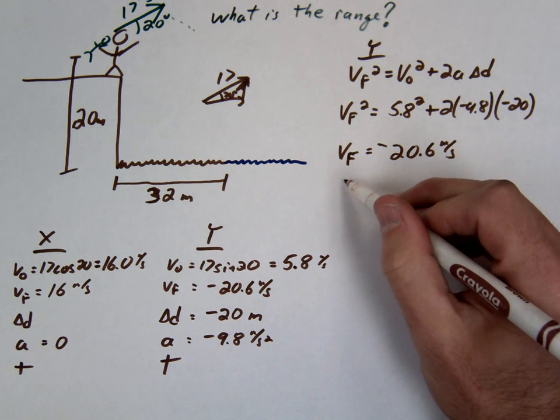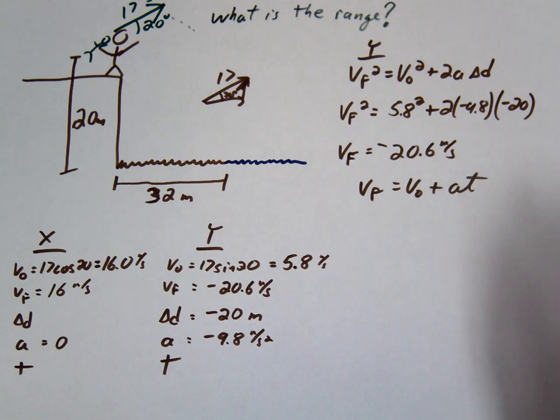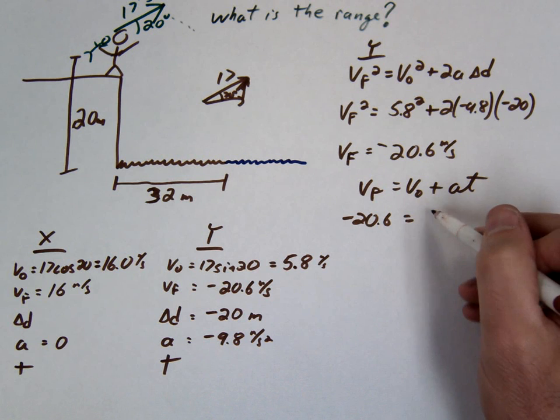So now we'll use our nice VF equals V0 plus AT. Again, it is very important that you have the negative. If you don't, you will get the wrong answer.